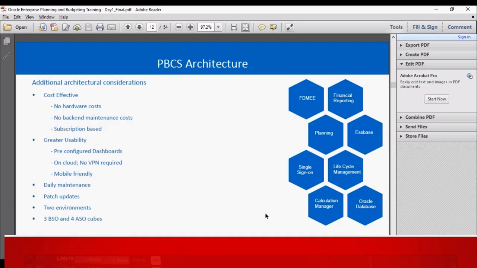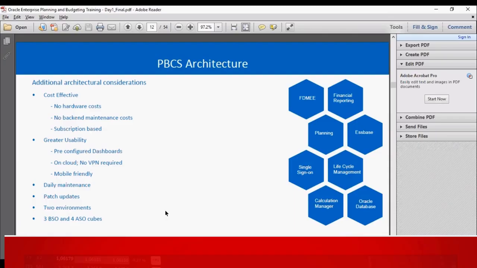Okay, so the next one is we have two environments. Basically, when an application is purchased, we will get one pod. We will get one PBCS, and we have two environments in it, or two pods. Usually we say one for production and one for test environment. So when we purchase one PBCS, we usually get two environments. We can develop two applications over there, one for test and one for production.